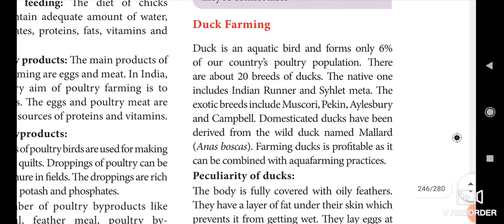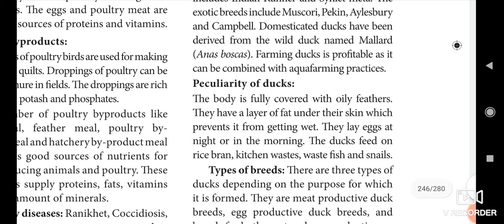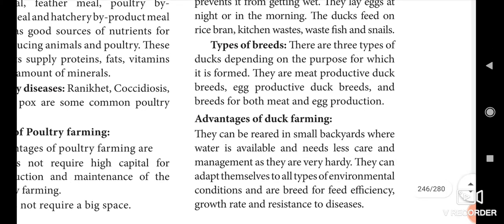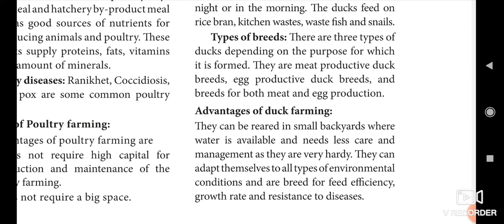Then finally we see about duck farming. What are the peculiarities of ducks? Then what are the types of breeds? Then advantages of duck farming. So this lesson is complete. This lesson was completed. Have you all understood?